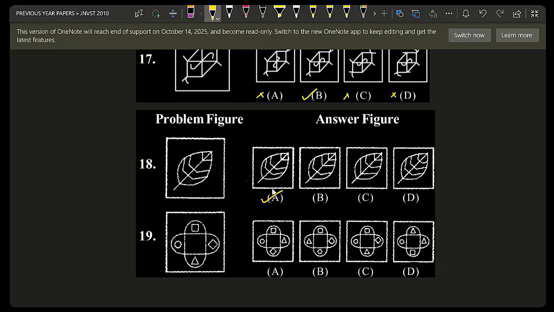19th one. D is eliminated because in north we have a triangle, we want a square. And A is eliminated because in east we want a rhombus shaped one, but a triangle is there. And option B is eliminated because we expect a circle here but a triangle is there, and the only remaining one is C. So let us look at C, whether it is correct or not. Yes. So last question in this.